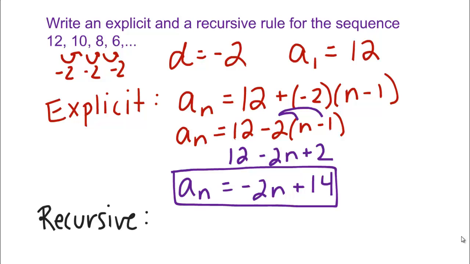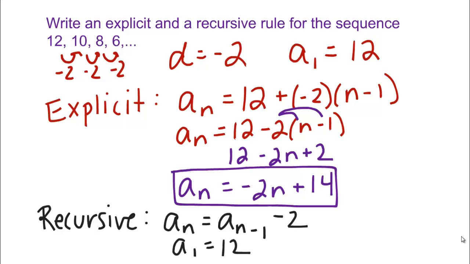Well, that one's not so bad. I know to get the nth term, I just take our previous term and subtract 2, and we would start at 12. So we found our explicit rule by using the pattern we discovered, or the general formula, and then I simplified. For our recursive rule, all we're doing is taking the previous term and subtracting 2, and A1 is 12.